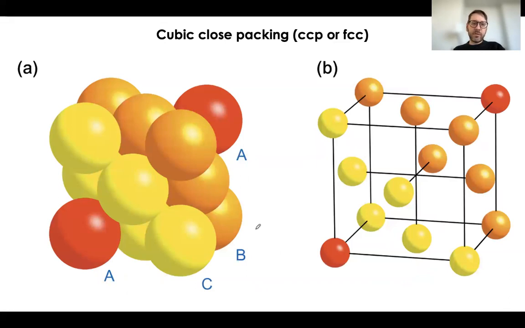So here we have another illustration of this arrangement in space, the cubic closed packing. So here, the different ABC arrangements. And then here we have the visualization of this ABC pattern of layers with respect to the unit cell of a face-centered cubic structure.